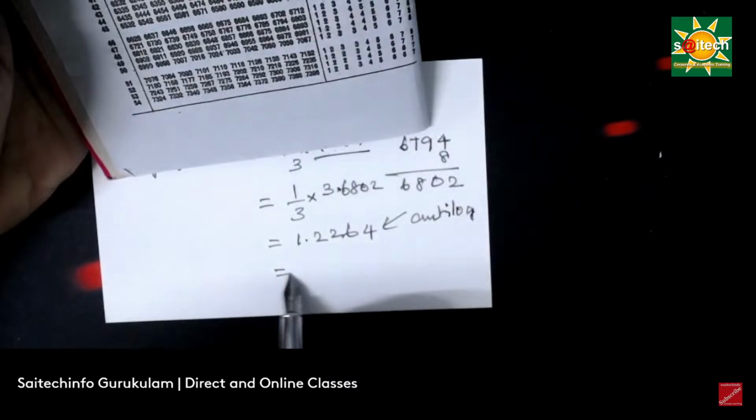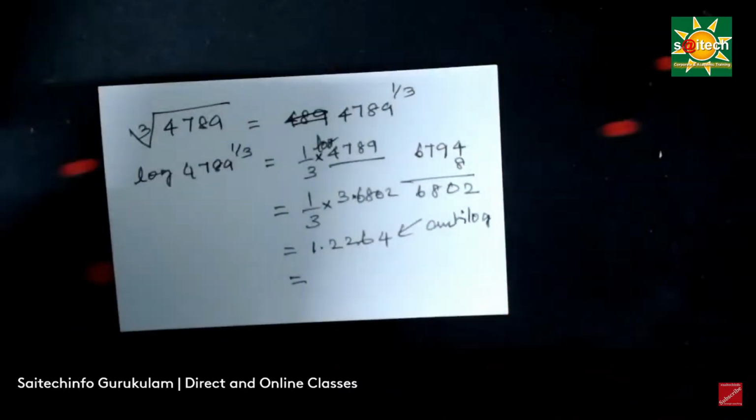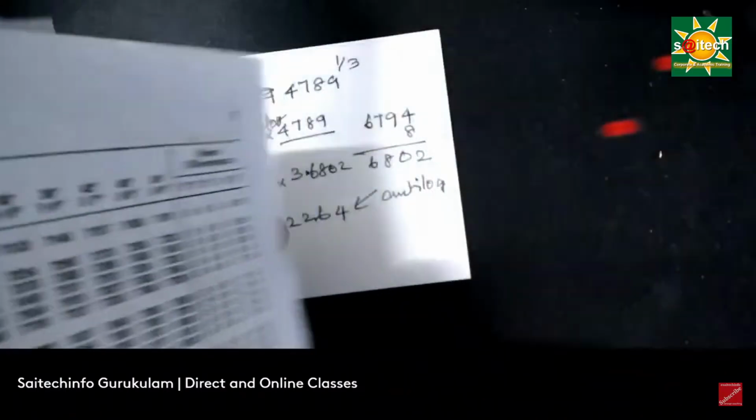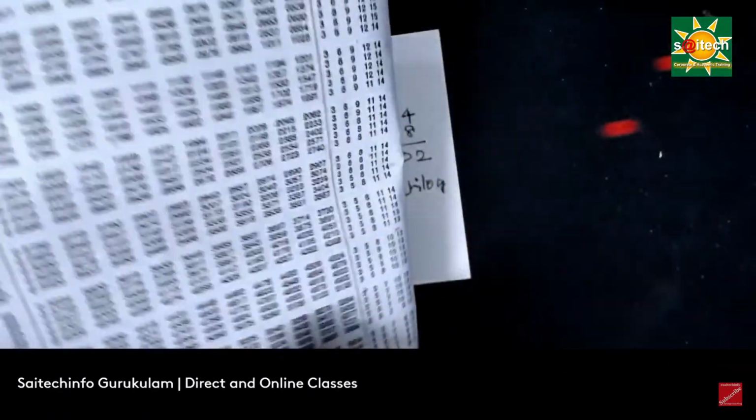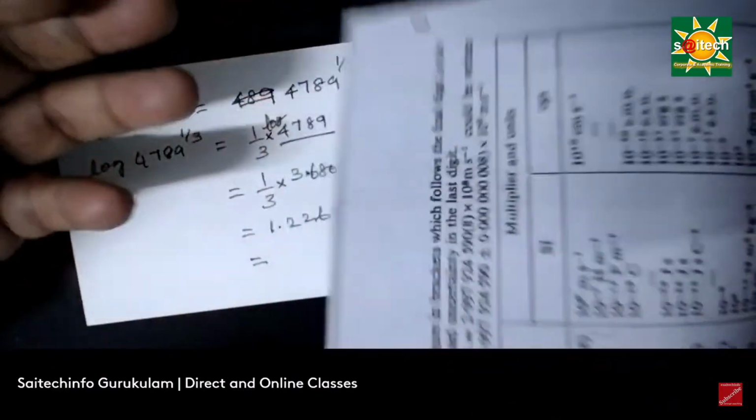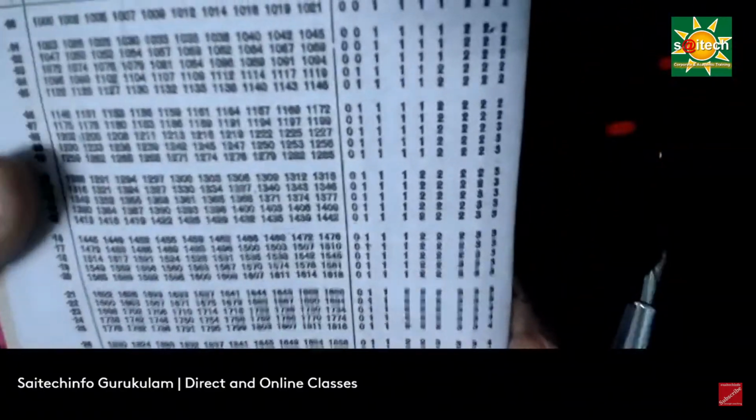So 2264. How to check? Go to, you have to be very careful because on the subsequent tables you can find natural, science, and other tables. Take care. Now, so this is 2264.